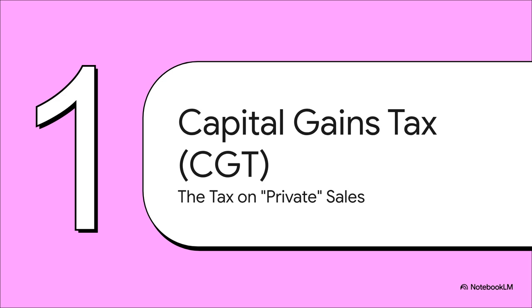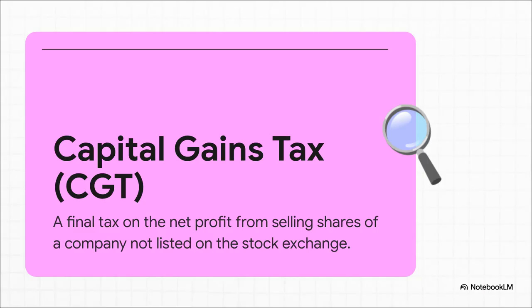First up, let's talk about capital gains tax, or CGT. Now, the main thing, the absolute key to remember here, is that CGT is all about private sales. So what does that mean? It means any sale of shares that happens outside of the stock exchange. Okay, there are 2 phrases on this slide you need to burn into your memory: net profit and unlisted shares.